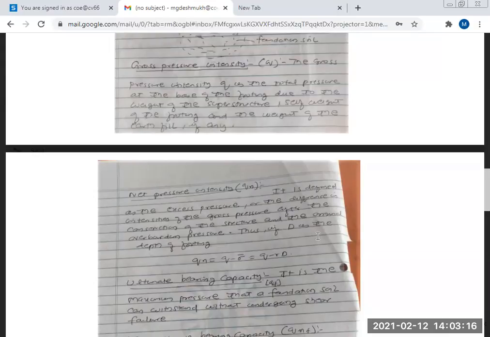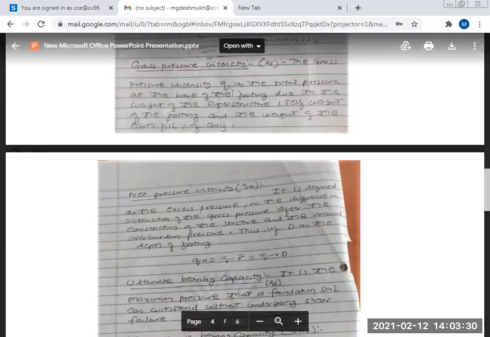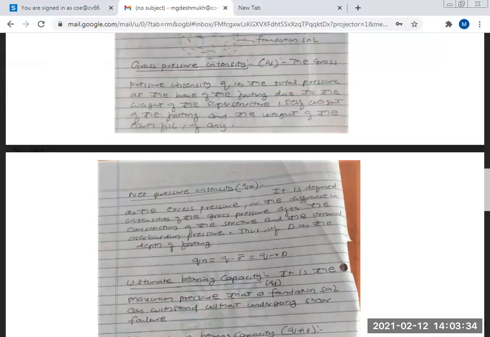Thus, if D is the depth of the footing, then qn is equal to q minus sigma bar, or q minus gamma D. Got it? So this is the gross pressure intensity q and this is the net pressure intensity qn.